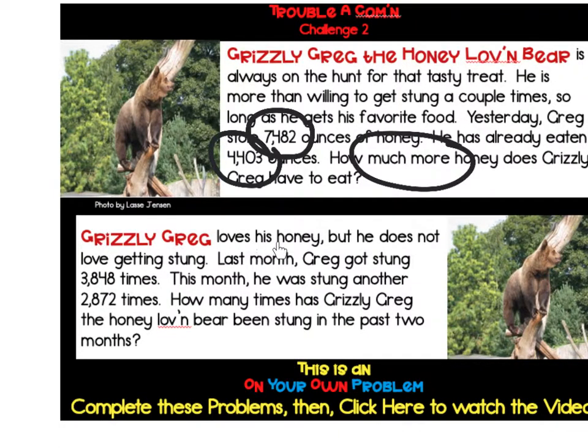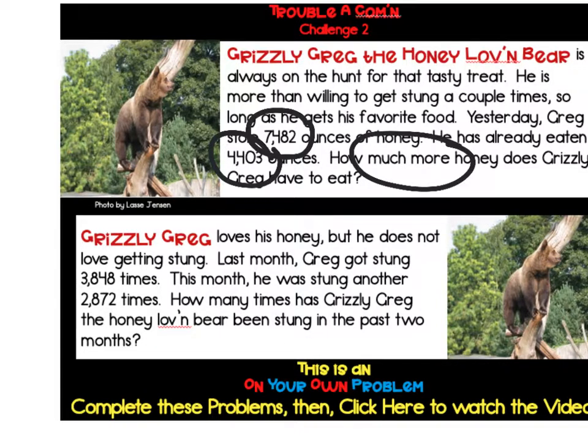Grizzly Greg loves his honey, but he does not love getting stung. That is correct. Ouch! It hurts when you get stung, right? Hey, last month, Greg got stung 3,848 times. This month, he was stung another, that's keyword, that means plus, 2,872 times. How many times has Grizzly Greg, the honey-loving bear, been stung in the past 2 weeks?